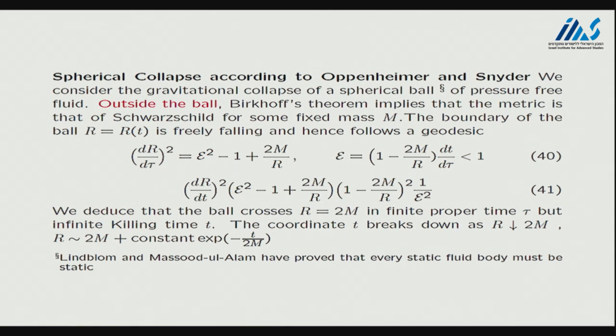So these are the basic equations, and what we deduce is this familiar fact that the ball crosses r equals 2m in finite proper time, which is tau in this. But if you look at it in the large radius limit and measure it in terms of coordinate time t, then it takes an infinite time. It doesn't get to the horizon until little t goes to infinity. So that's the basic discovery they made. I'll elaborate on that in the next lecture.